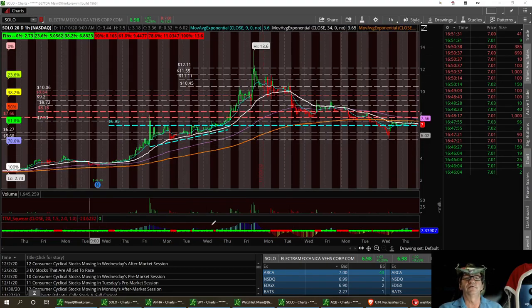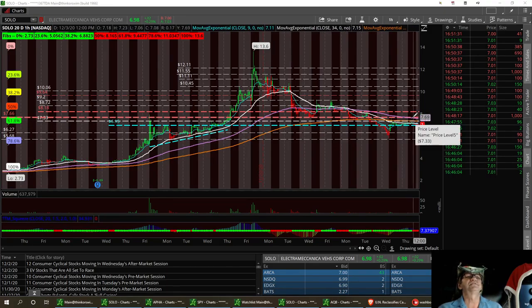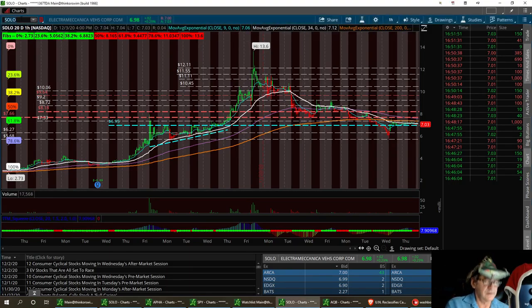That's Solo. Solo had that Citron news. It pulled back. Now it's consolidating. Low support, 568 for strong buy. Resistance to break at 766. Let's look at FUV.